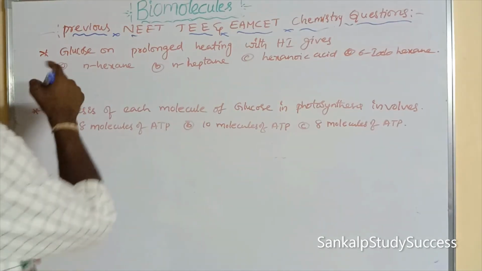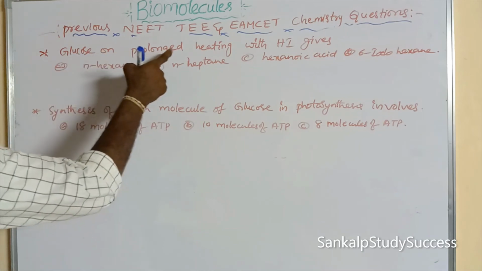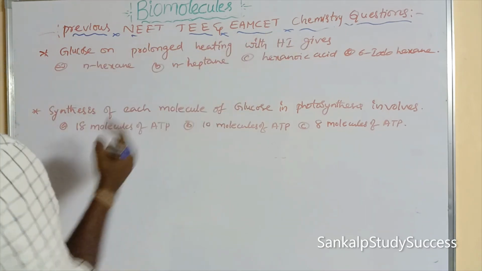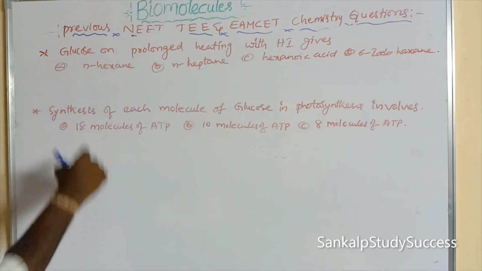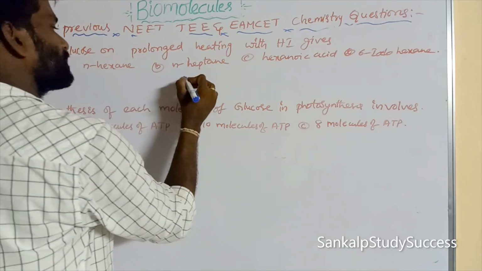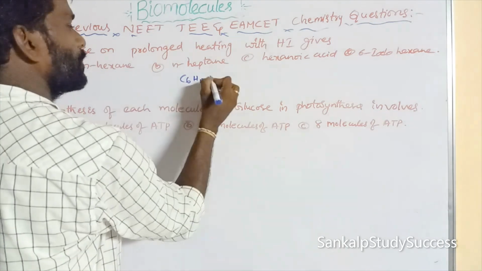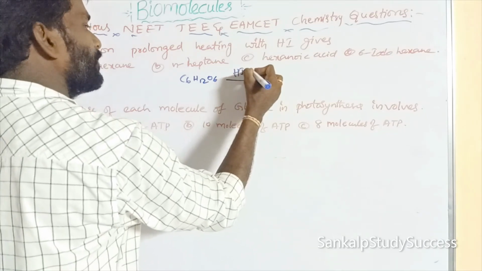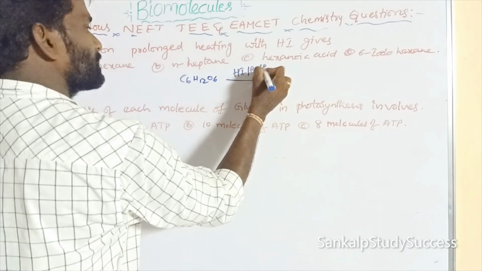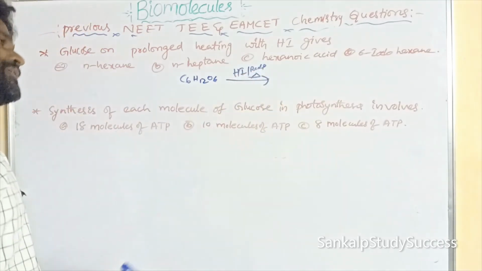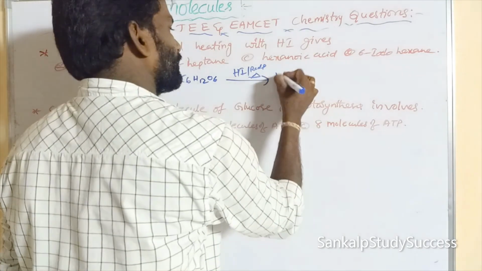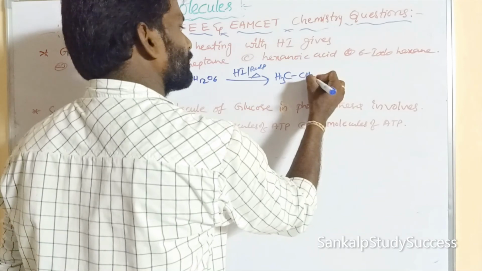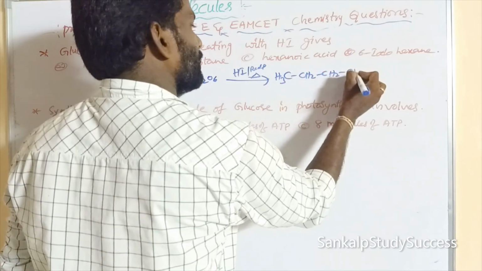Okay, next bit: glucose on prolonged heating with HI gives. This is a direct bit. We know that glucose, C6H12O6, on heating with hydrogen iodide in the presence of red phosphorus gives n-hexane. So this is the direct bit.